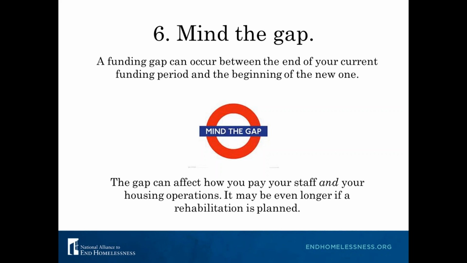So when you're talking about a building, there's another layer in addition to just how you're going to pay for staff and the services that you're providing, but also the housing operations in this case. So if there's a temporary pause in the rental subsidy or operating subsidy in a project, that can have a big impact on the overall financial well-being of that building. So if a rehabilitation is planned, that could be even longer. So it's really important upfront to do some strategizing and potentially even some fundraising for how to cover that gap.